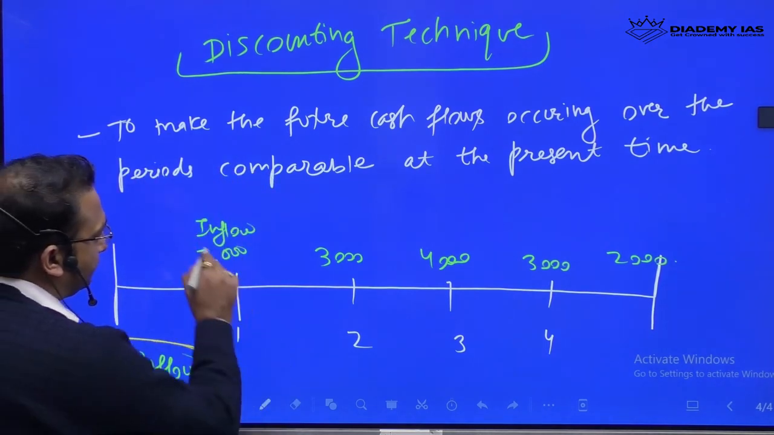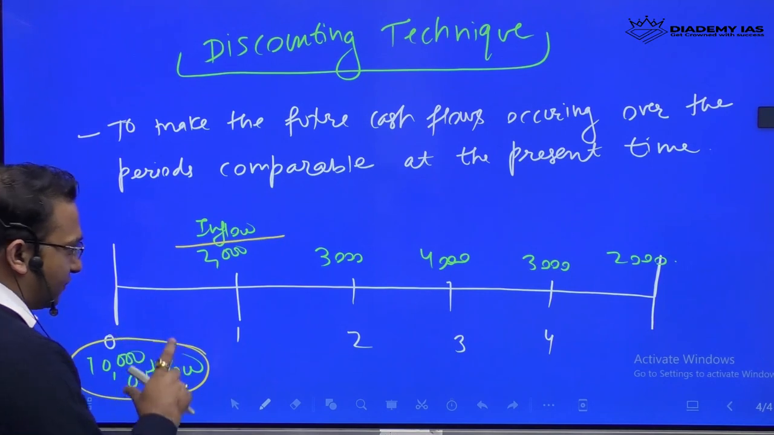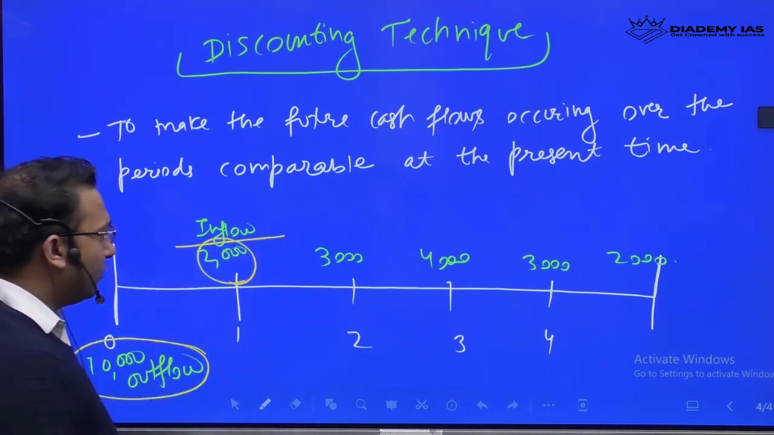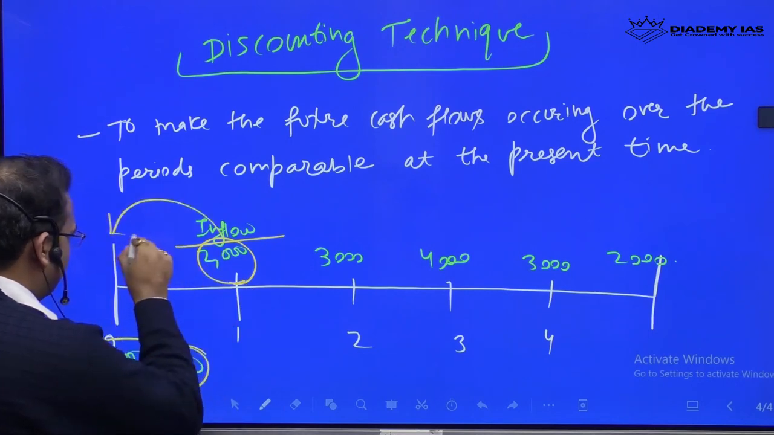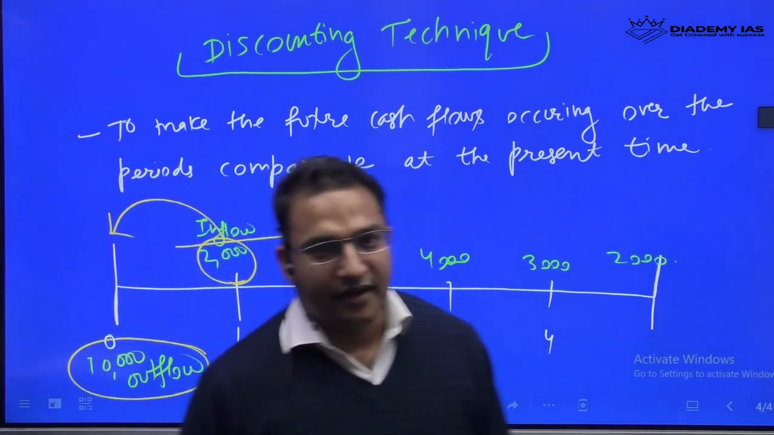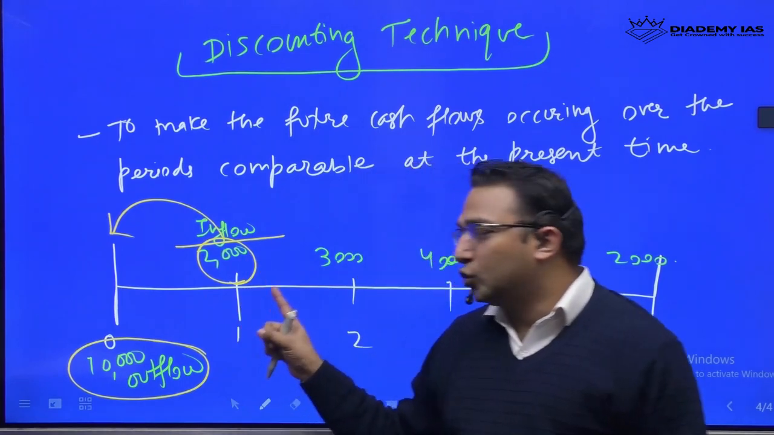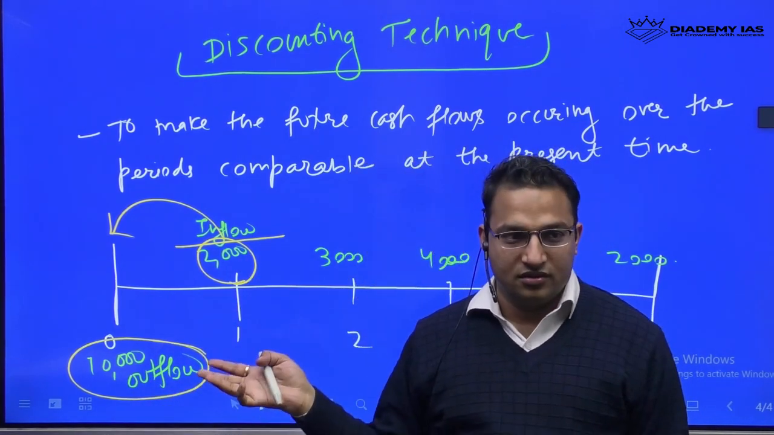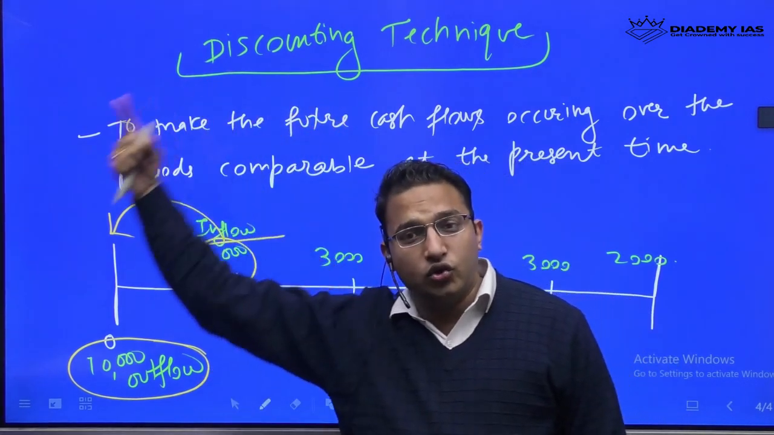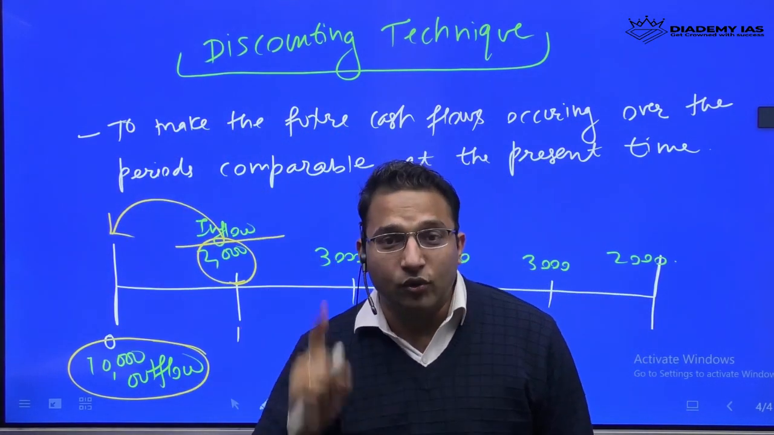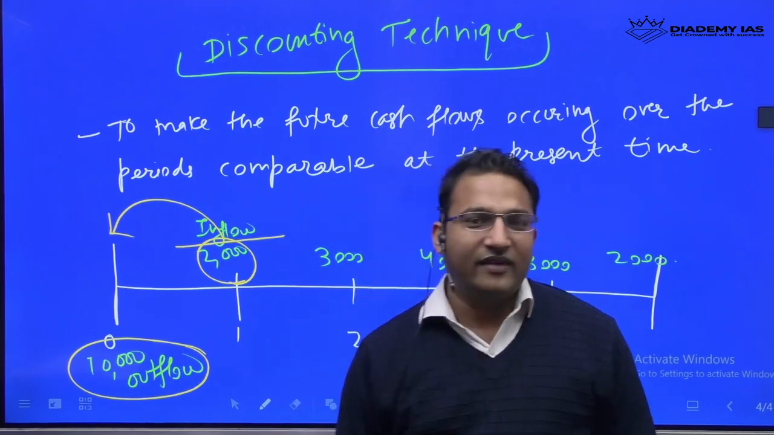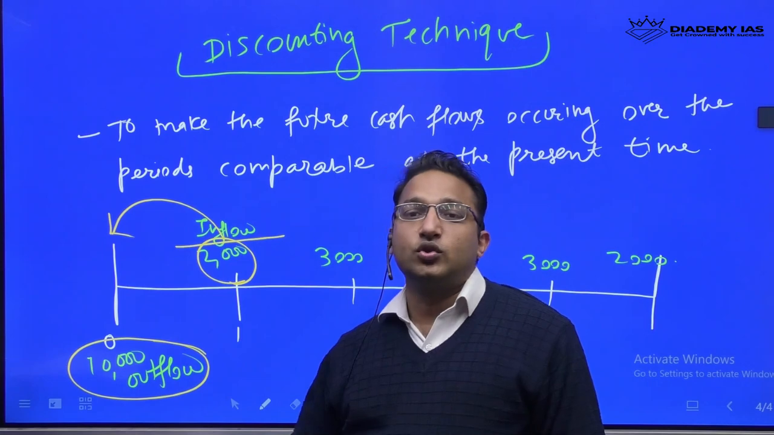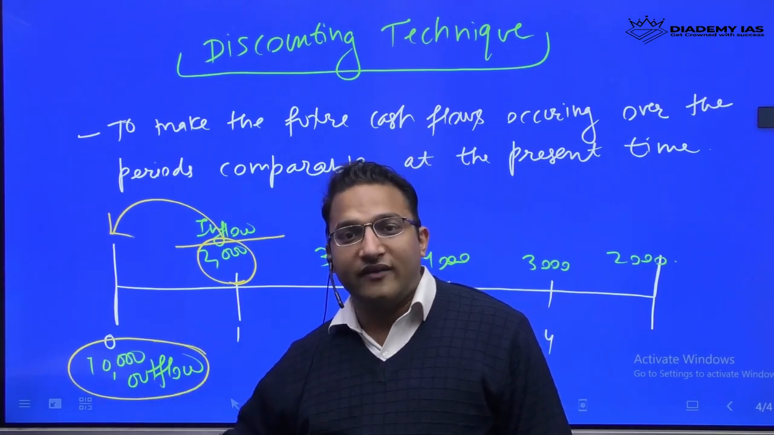So in this project, the amount that we are getting after 1 year, 2,000 rupees, we have to make it comparable to today. इसको आज को हमें comparable बनाना है, right? So the value of 2,000 rupees today will be less than 2,000. एक साल बाद जो 2,000 रुपये रिसीव होने वाला है उसकी वैल्यू आज कम होगी. This is the concept of time value of money, right? So we will calculate the present value of this 2,000 rupees which is going to be received after 1 year.